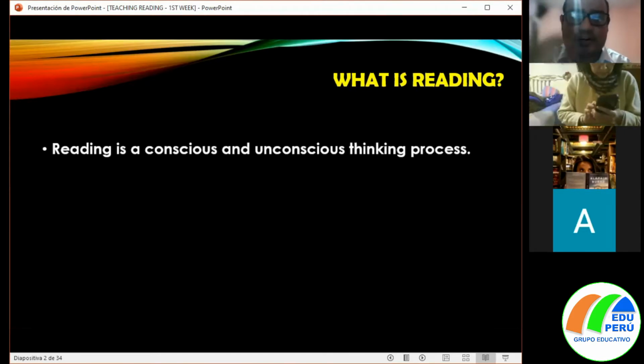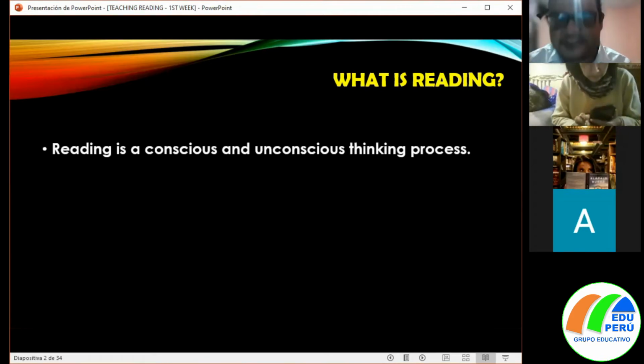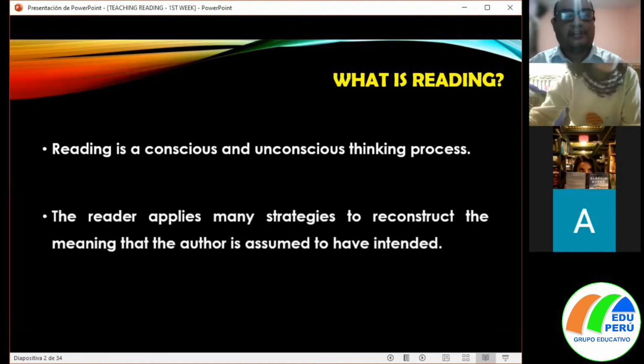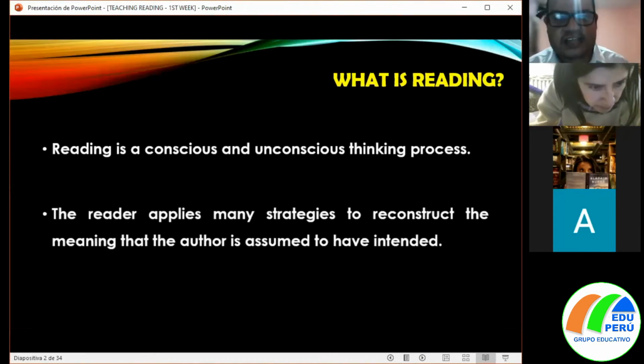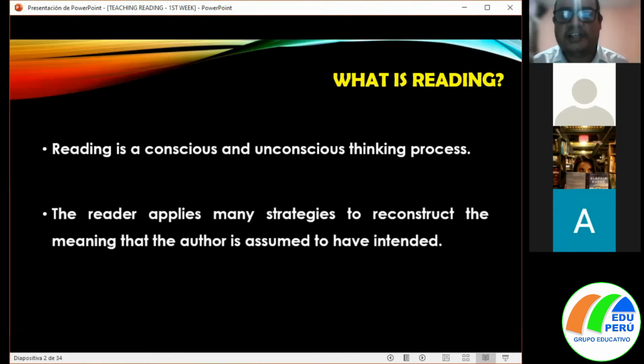There are some parts that you are going to analyze before reading and after reading. Then we're going to do that. The reader, so the person who reads, applies many strategies to reconstruct the meaning that the author is assumed to have intended. So the person who wants to read or is reading a text uses many strategies, many techniques to do what? To reconstruct, notice here, the meaning, what the author wants to say, or intended to say.